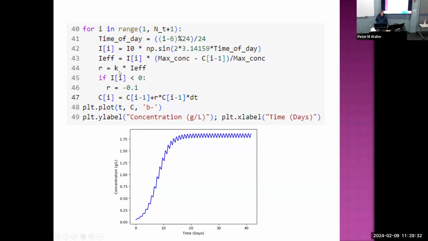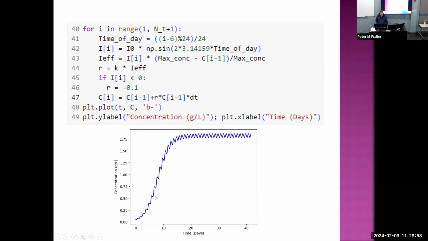in the spreadsheet. Then I said, if R is less than 0, then R equals negative 0.1. So that's the only adjustment I need for night. Then I said C at I equals C at I minus 1 plus R times C at I minus 1 times dt. And then I get this curve.